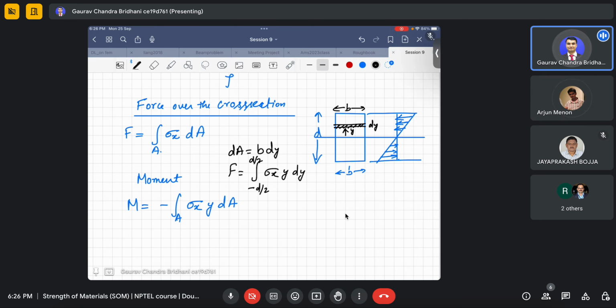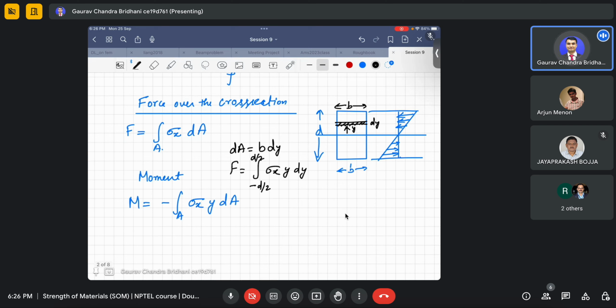Yeah, no, I am considering from the neutral surface, but see, this whole depth is d, no. So half of it will be above and half of it will be below, no. So my integration limit should be from minus d by 2 to plus d by 2. y will be minus d by 2 at this surface and plus d by 2 at this surface.